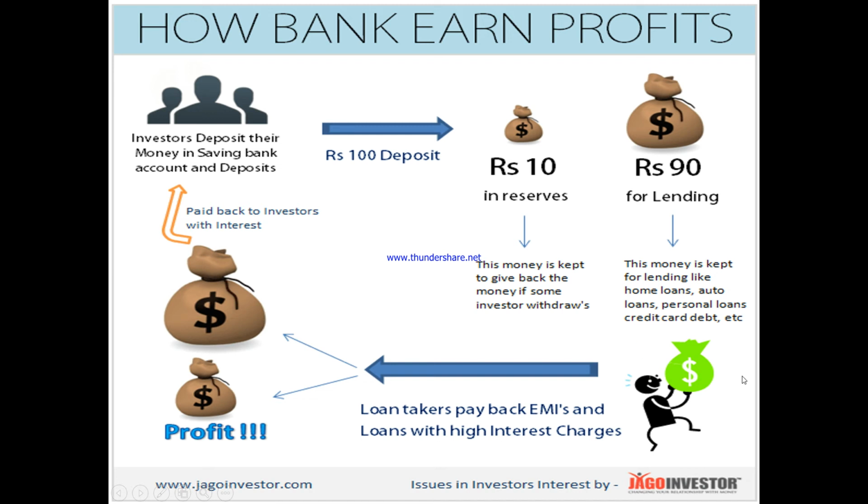After lending, the loan takers pay back EMIs, with loans carrying the highest interest charges. This is the money which is paid back, the principal amount, and this is the profit that the banks will earn. Out of the money paid back, the investors are paid with interest. So that is how the investors also get profit, and the bank also earns profit. In this way, the banks do their business.